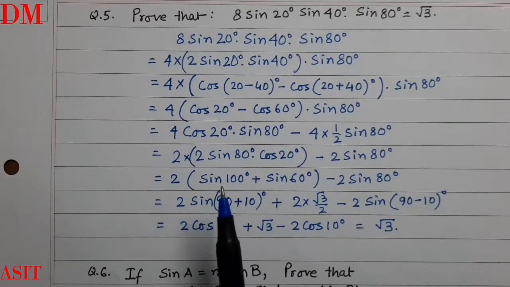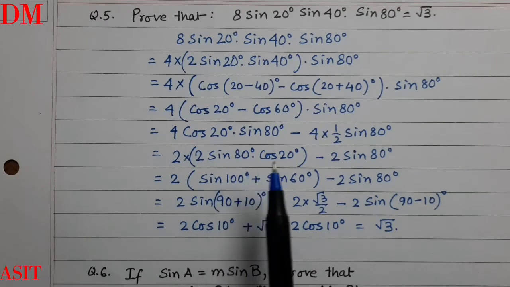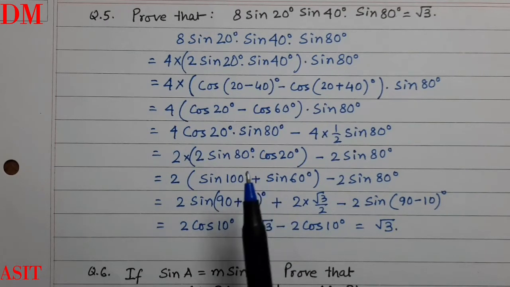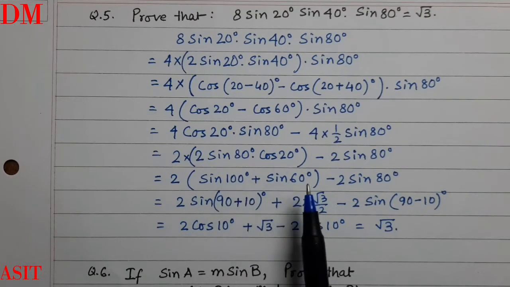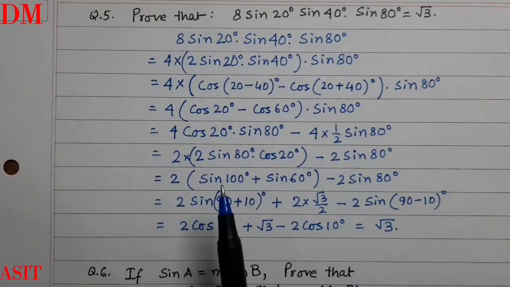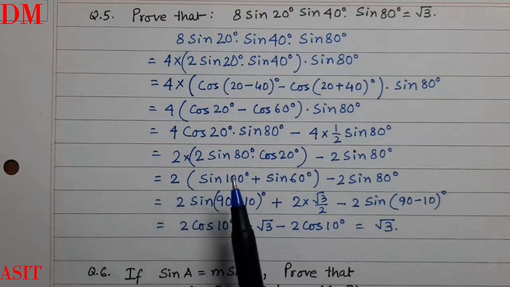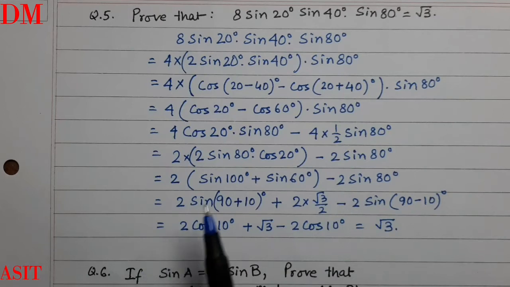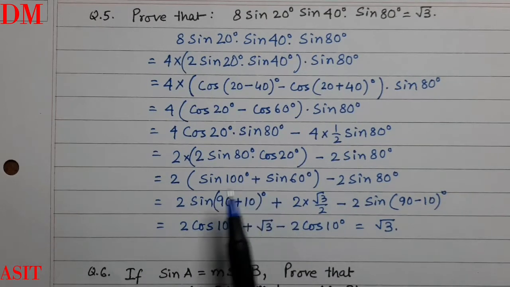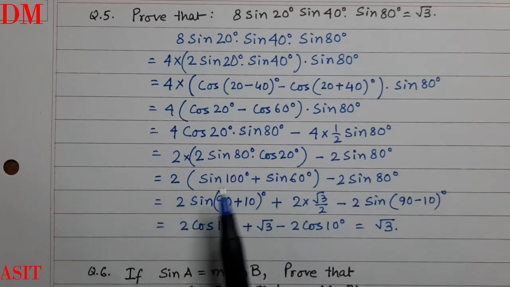So here also sine of A plus B, that is 80 plus 20, 100, plus sine A minus B, that will be 80 minus 20, that is 60. So therefore we get 2 sine 100 plus sine 60 minus 2 sine 80 degree. Now we can again split these with the 2.